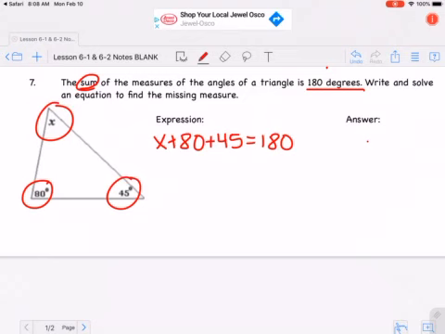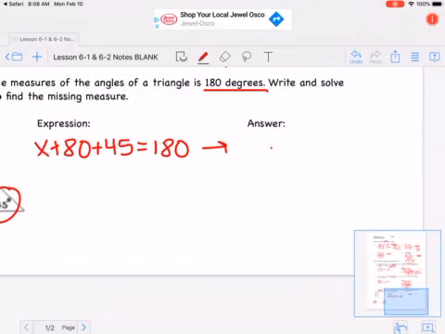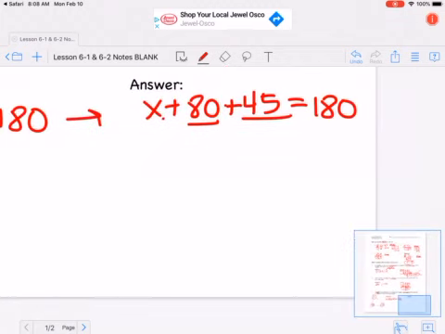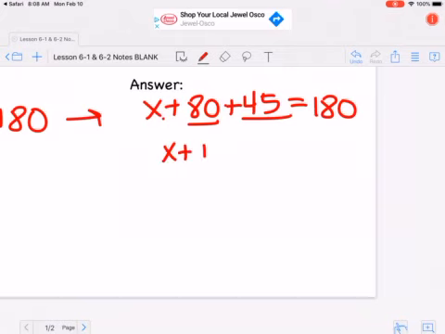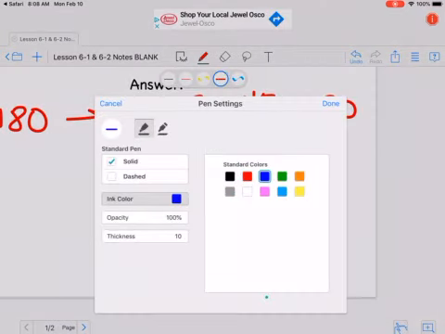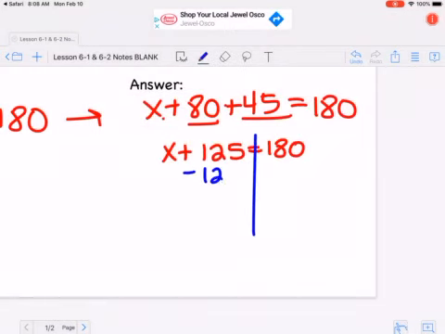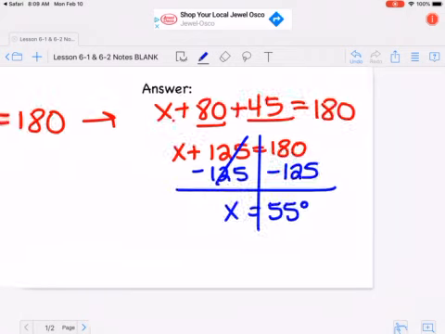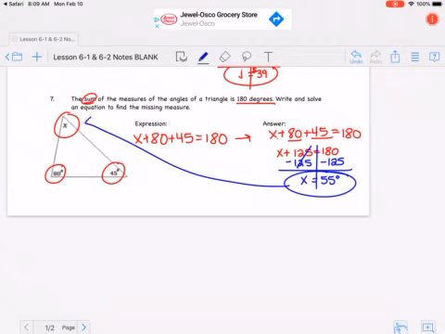So we're going to go ahead over here and rewrite this. So x plus 80 plus 45 is equal to 180. I'm going to go ahead and add my common terms together, which is going to give me 125. And now I can go ahead and solve. So minus 125. So x is going to equal 55 degrees. So what that means is that the missing measure here, that angle, is 55 degrees.